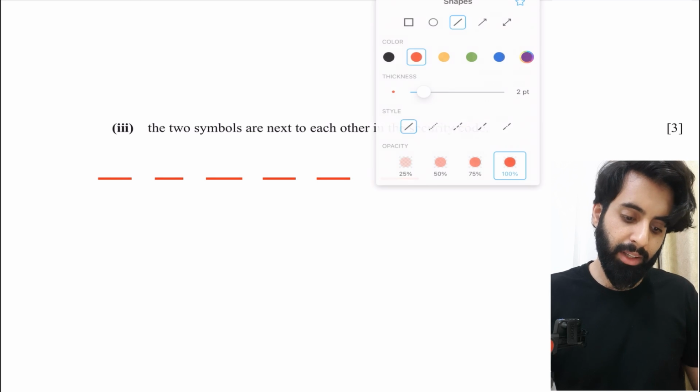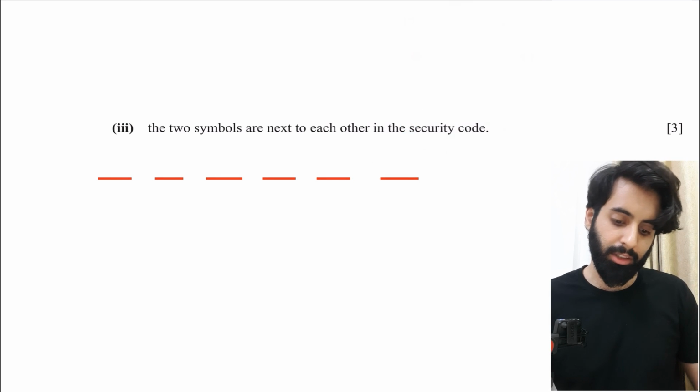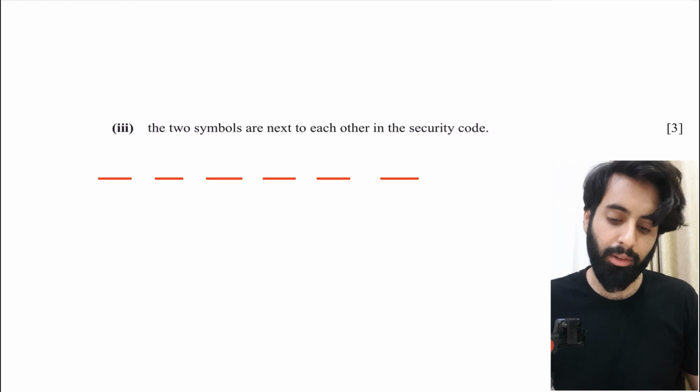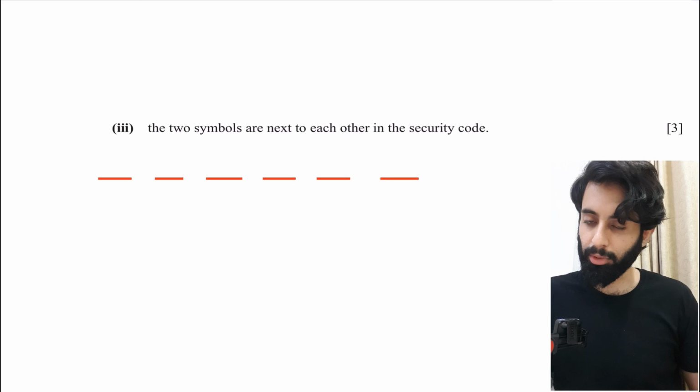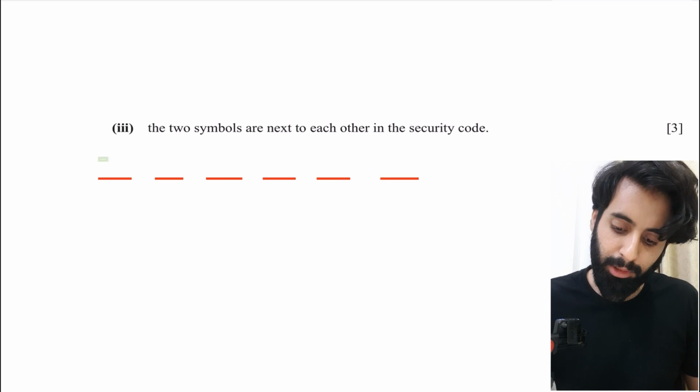Okay, now when it says that the 2 symbols are next to each other in the security code, it doesn't really specify where the symbols need to be. So that means it can be the first 2, it can be the second and third, the third and fourth, the fourth and fifth, just like that.